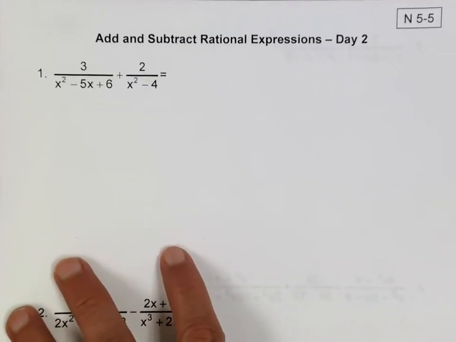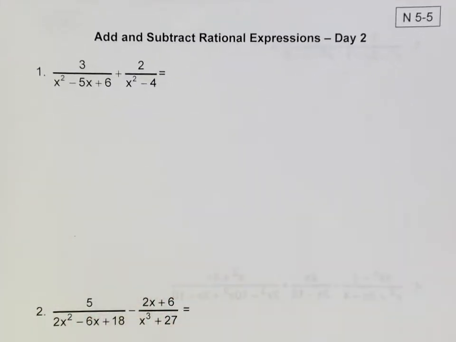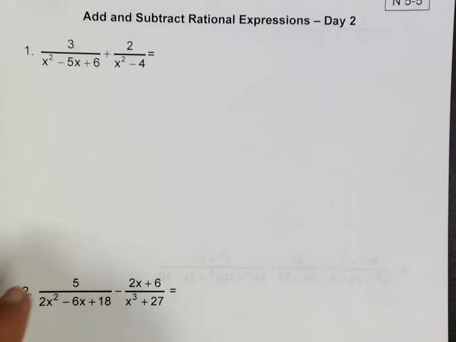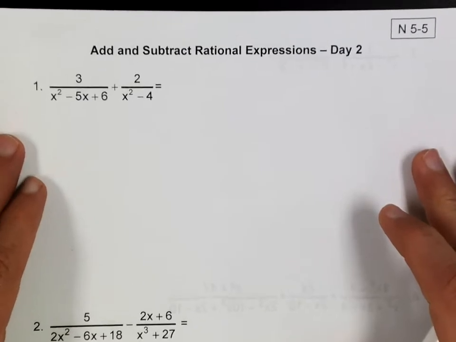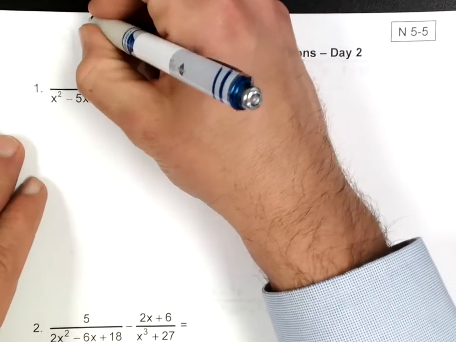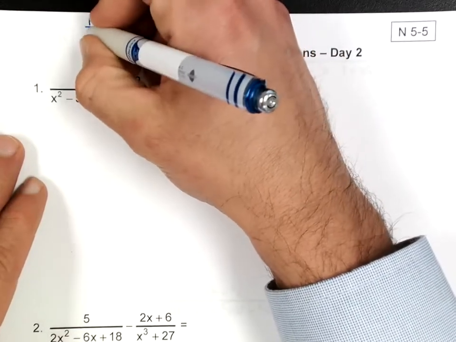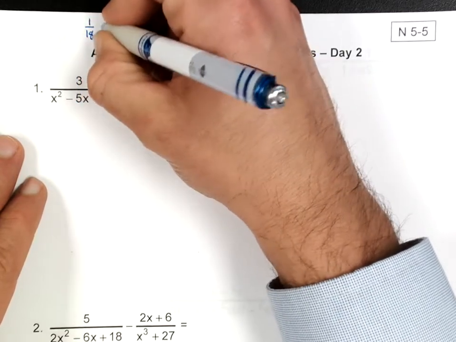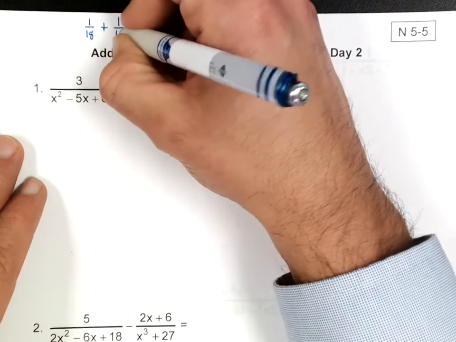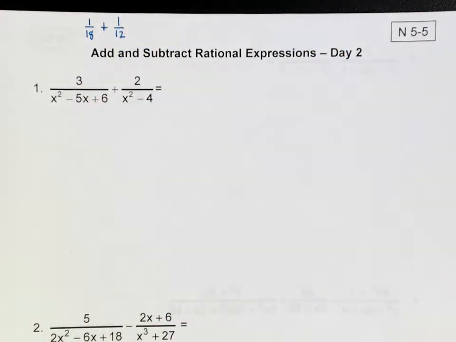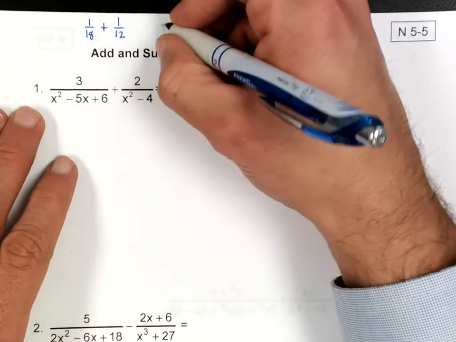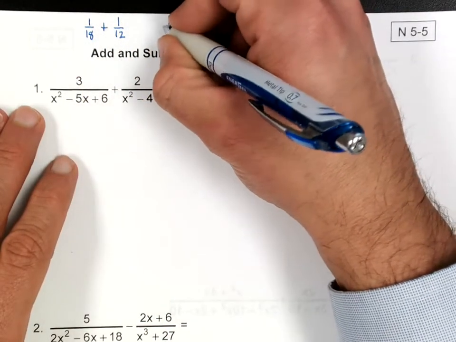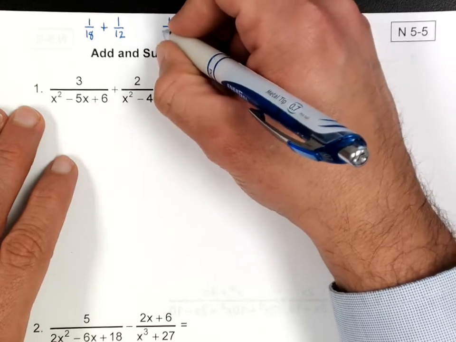Alright, so now we're going to talk about adding and subtracting rational expressions. Now, to add, for example, two regular fractions, like 1 over 18 added to 1 over 12, the thing to do, which is very similar to what we're going to do here, is break these down into factors. Yes, it could be broken down into more than these, but I'm going to use these for a purpose.